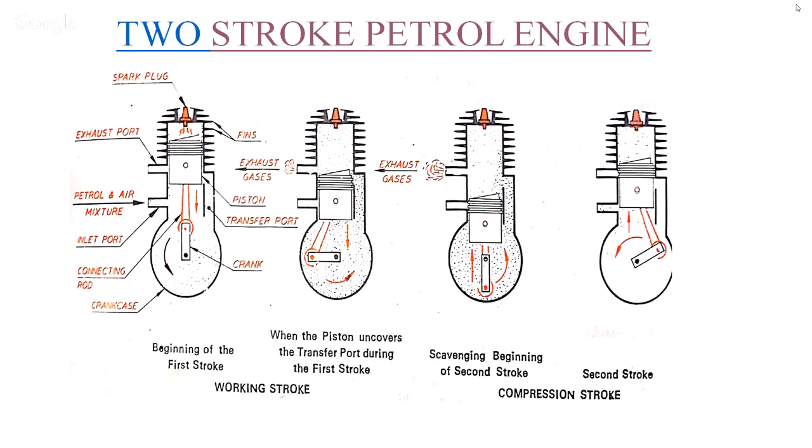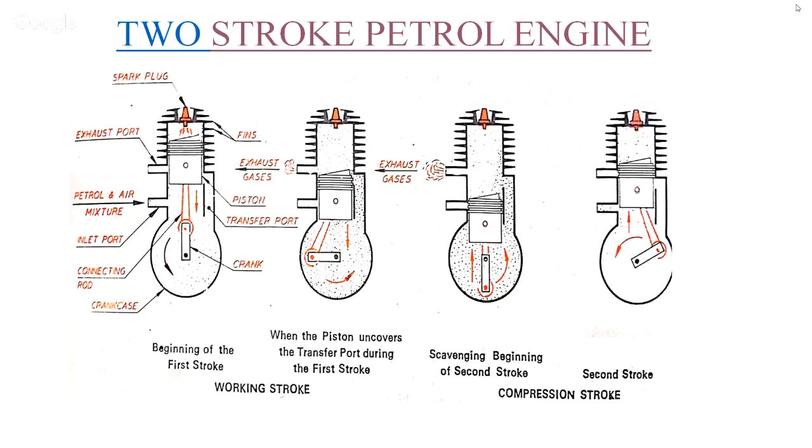Now, we have seen the construction. Now let us understand how a two-stroke petrol engine works, how the working cycle is completed by two strokes of the piston. First, let us take the beginning stroke.